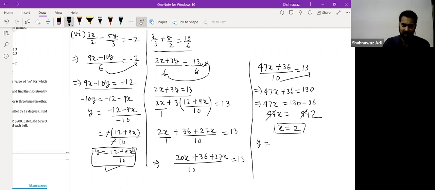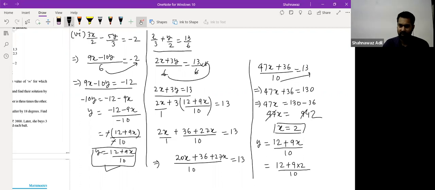Adil, we have to just put the value of x here. So let me write the equation first. So this is y. Now in place of x, we have to write just 2. So Adil, what will it be? 9 into 2, right?